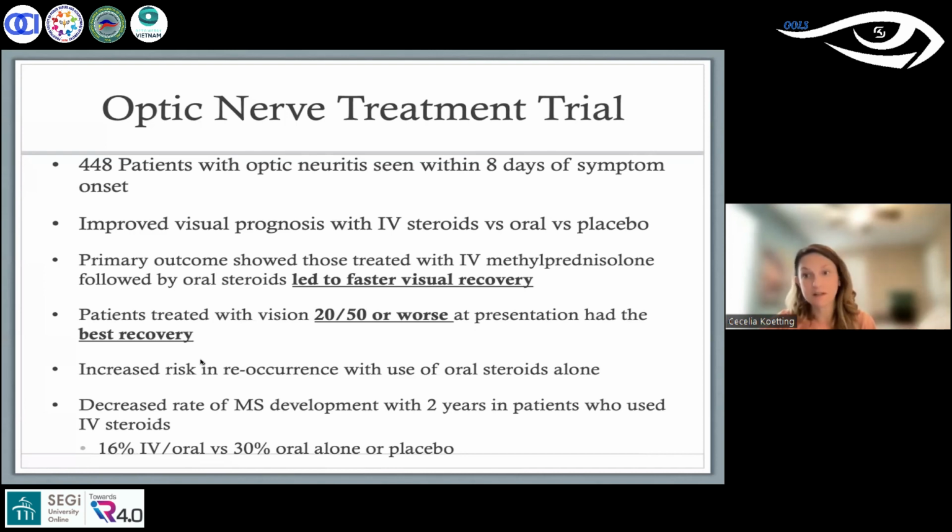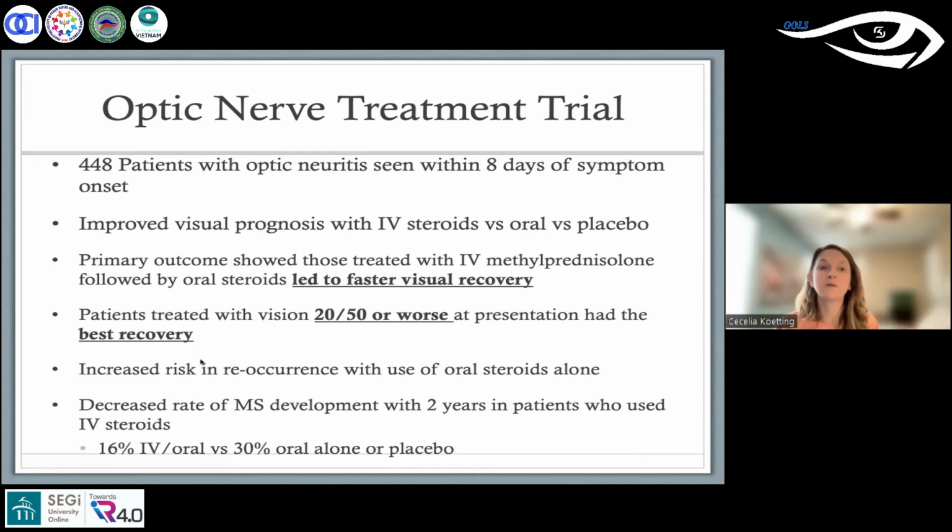Now, if this patient comes in and it's been 3 to 4 weeks, they may not benefit from doing the IV steroids because a lot of it may have already started to resolve. Improved visual prognosis with IV steroids versus oral versus placebo. This is what it was looking at. And so the primary outcome said that those who were treated with the IV steroids followed by oral steroids led to a faster visual recovery.